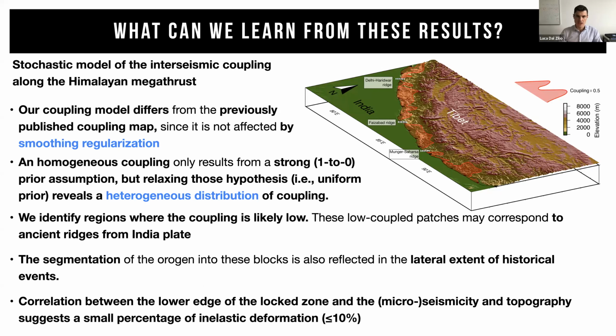The uncertainties are still significantly high on this, but in general, so far, this coupling distribution seems to correlate quite well with the distribution of different earthquakes in the past. The question is whether these potential barriers along the strike could prevent the propagation of very large earthquakes. And in general, we also observe that the coupling is significantly high, and there is a very small percentage of inelastic deformation, which we think is of the order of 10%.